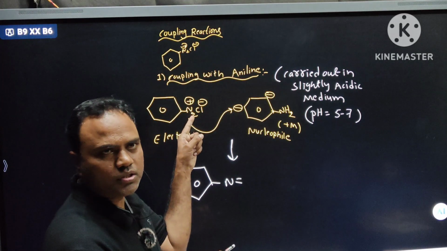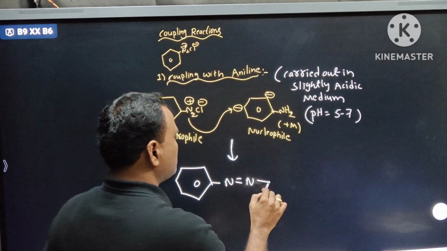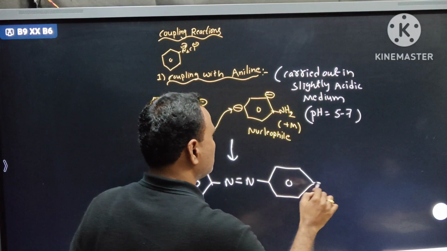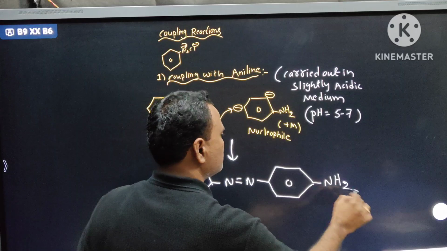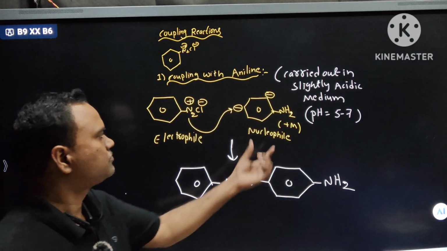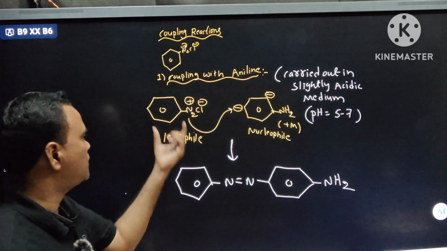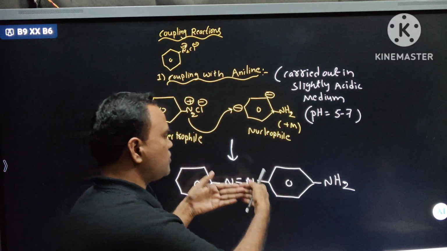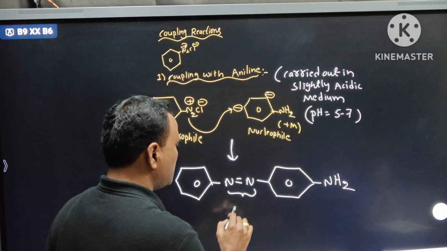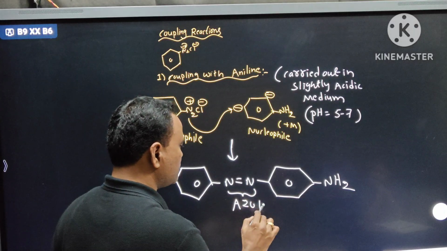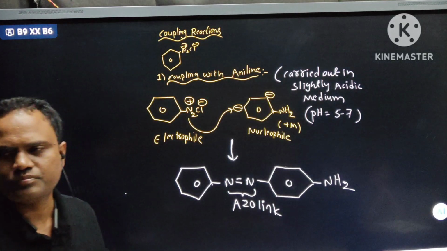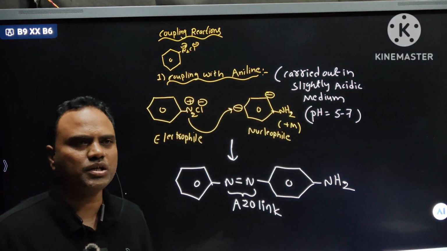Two nitrogen atoms are there. The NH2 and the diazonium salt, both are joined with an N double bond N. This is called the azo group, the azo link. The N double bond N link is called the azo link. Right, this is a colored compound.